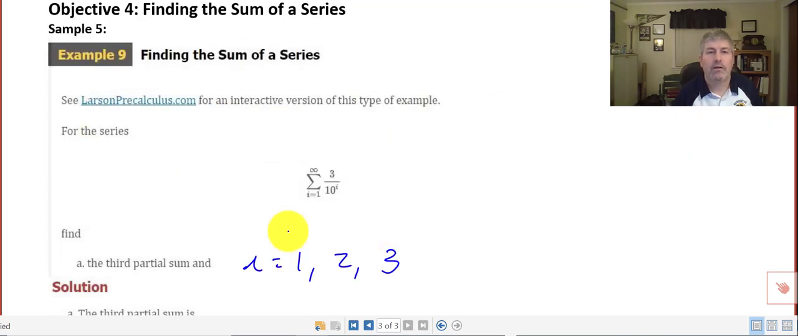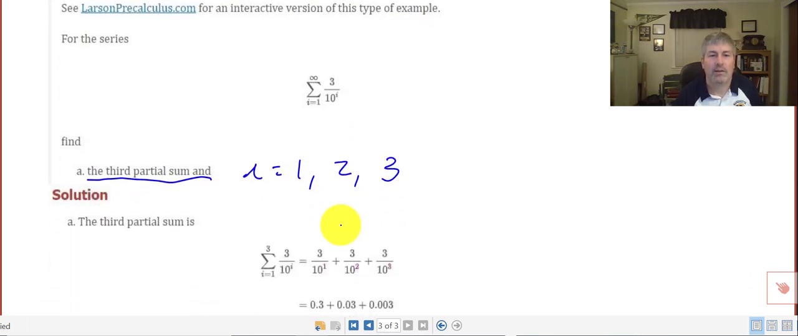Our objective 4 here is to find the sum of a series. So we're given this series, 3 over 10 raised to the i, and we want to look at i from 1 to infinity. Well, they're asking us to find here just the third partial sum. So we don't have to find all of them. We'll just look for the first 3. So we'll evaluate our series for i equals 1, i equals 2, and i equals 3, and we'll add each of those together. So let's see what that looks like.